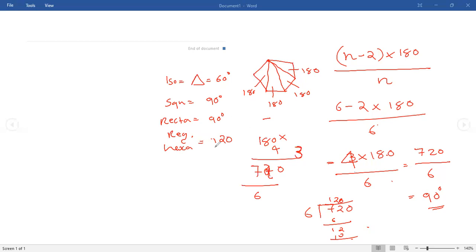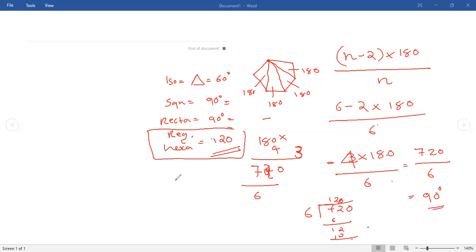So I hope there may be some mistake in the question. Otherwise, we will get the answer. Yes, it is 120 only. Maybe there is a mistake in this question. I will check the question, whether it was a regular hexagon or not.